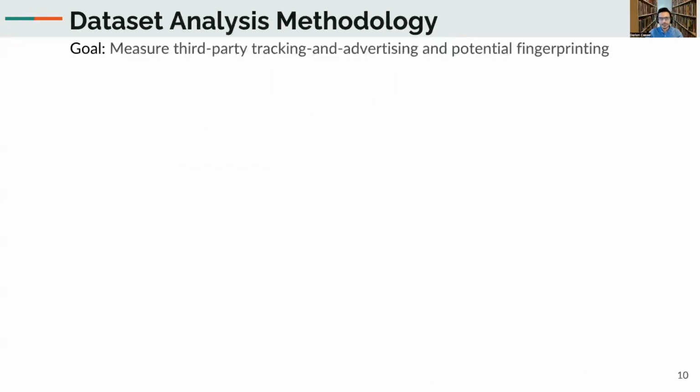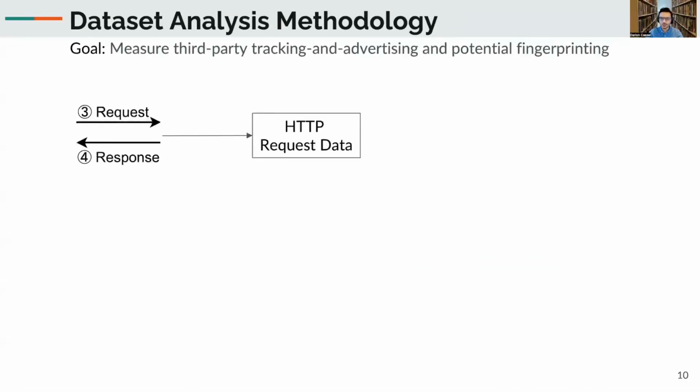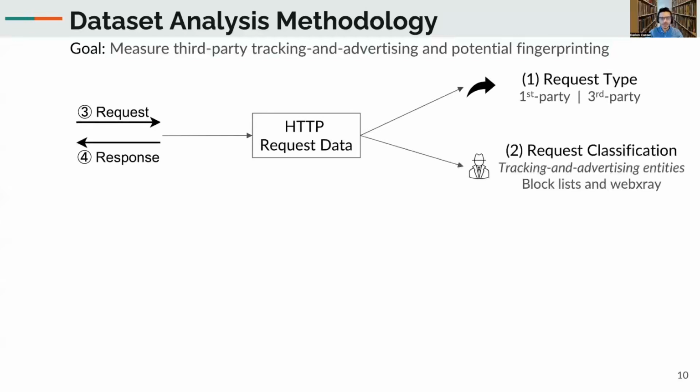Having gathered this dataset, our goal in our analysis was to measure third-party tracking and advertising, as well as potential fingerprinting behaviors of websites. To do this, we took the HTTP request data from the proxy and first categorized requests as either first or third party, and second classified requests as potentially tracking and advertising by checking to see if the request was matched by one of many block lists we included in our crawl, and then associating a third-party tracking and advertising entity with a request using a tool called Web X-ray, which, for example, would allow you to take a request to Google Analytics and associate it with the entity Google.